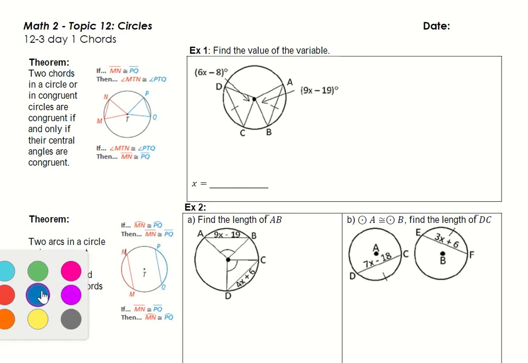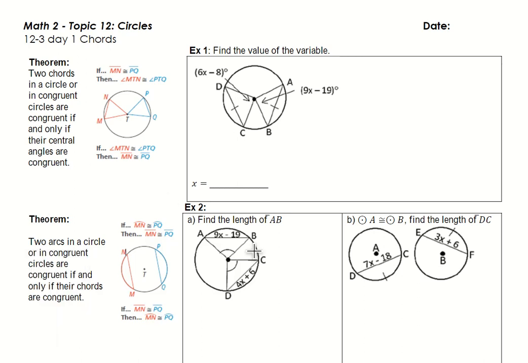Okay, so in this lesson, we're looking at congruent chords and how that's related to central angles and arcs in a circle. So looking at this diagram, what they've told us with the labeling is that AB is congruent to CD. So these are chords. What this means is that we can assume then that the central angles are also congruent.